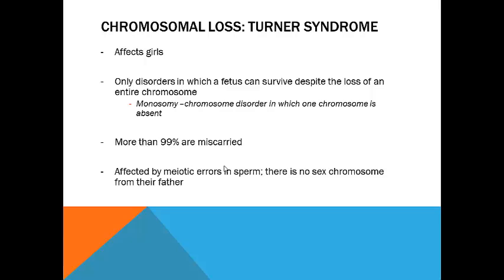Chromosomal loss. An example we'll look at is Turner syndrome. This affects girls. It's the only disorder in which a fetus can survive despite the loss of an entire chromosome. So, monosomy, which is a chromosomal disorder in which one chromosome is absent. More than 99% of these are miscarried. It's affected by meiotic errors in sperm. There is no sex chromosome from the child's father.